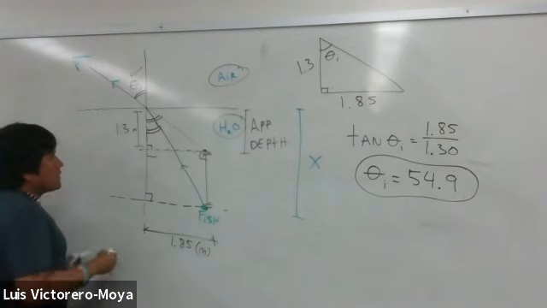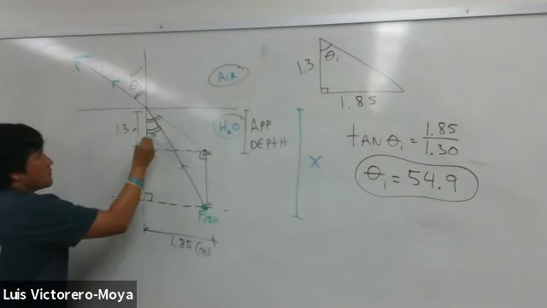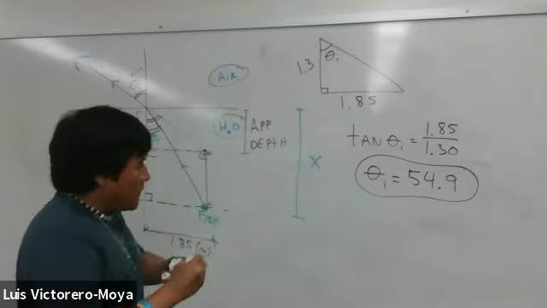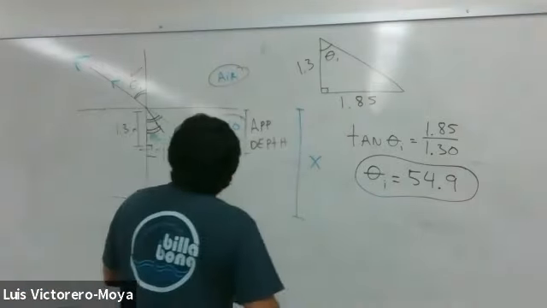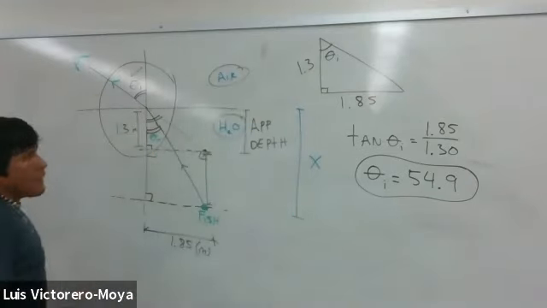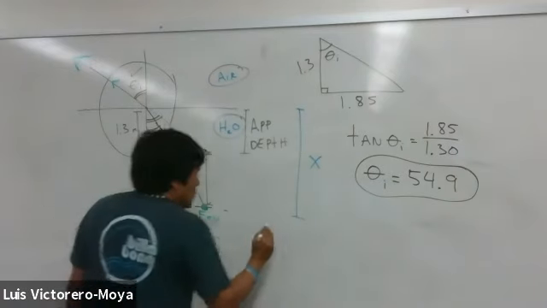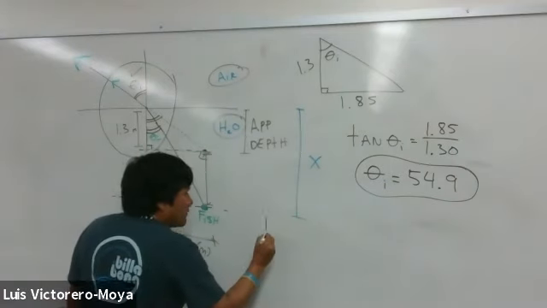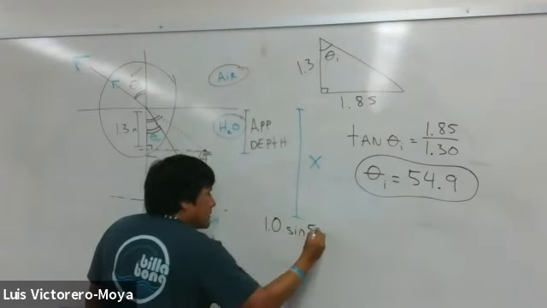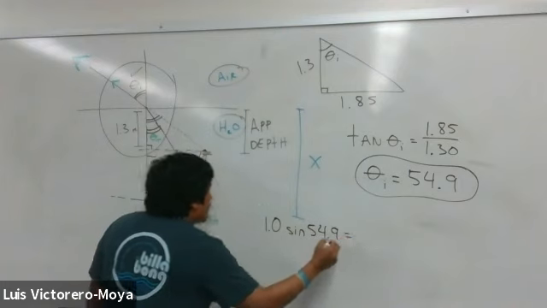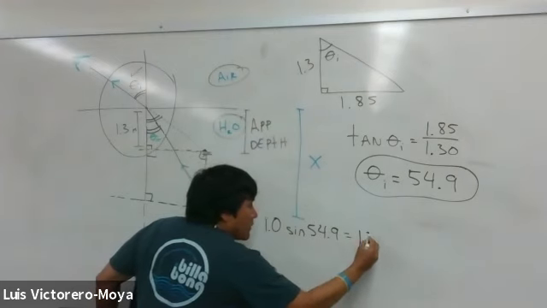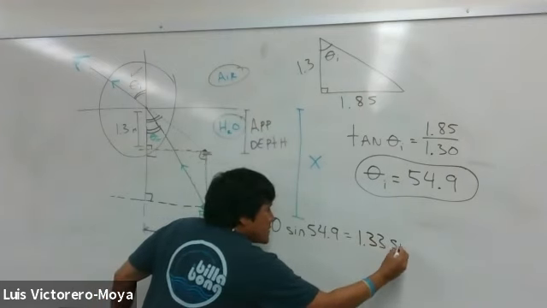Let's call this theta r. How? That's the only part where you use your physics, right? Is using Snell's law. So 1 times sine of that equals the water, which is what? 1.33 sine of theta.